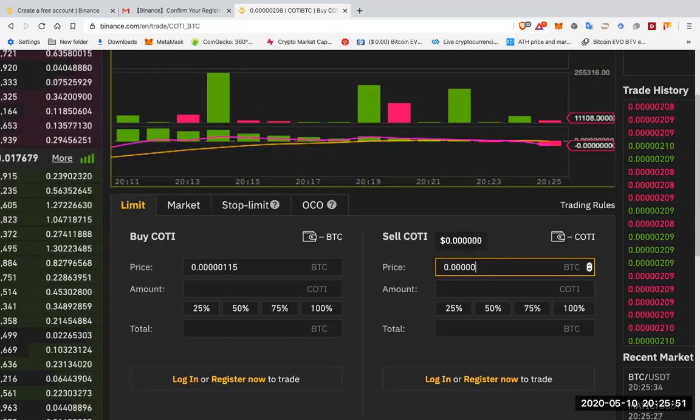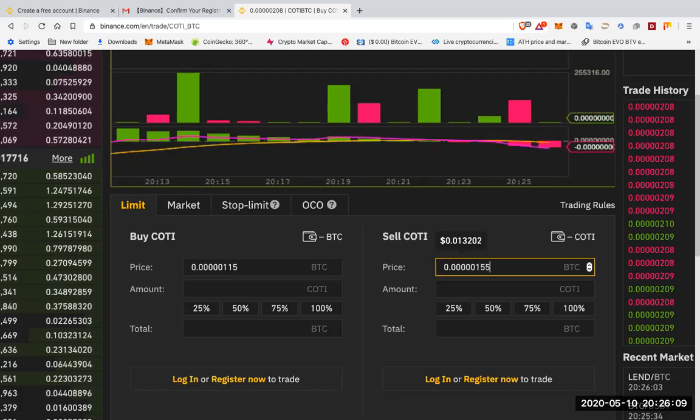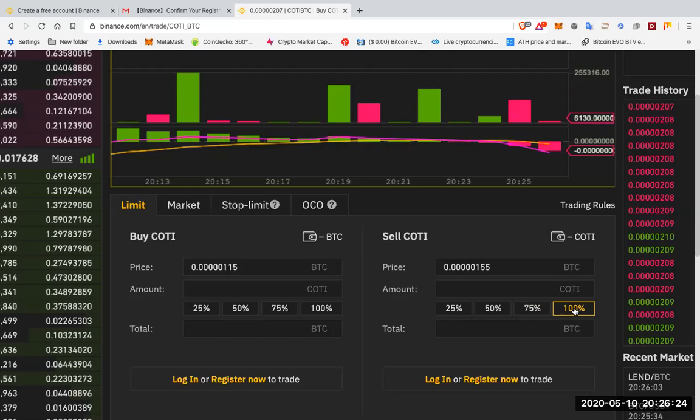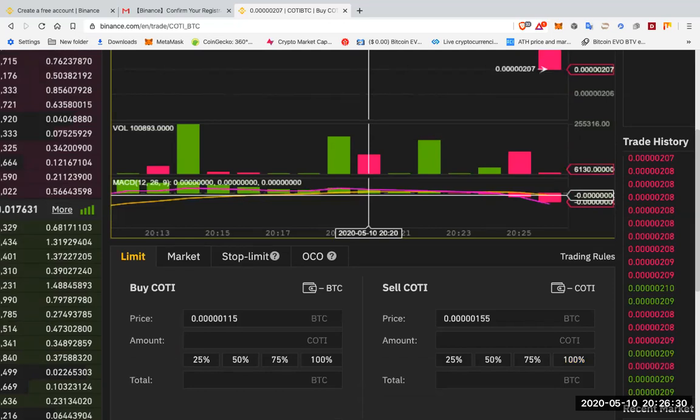Then I will come to another price. Maybe I will take at 130, maybe 50% of my remaining coins. Then I will go to maybe another price, 155. Then I will write here 155. Then I will say 100%. 100% means I'm selling all the remaining coins that have remained after taking 25, taking 50. So the remaining, that's why I'm selecting 100%. Then my orders will be on the listing. They will be open orders until they are executed.